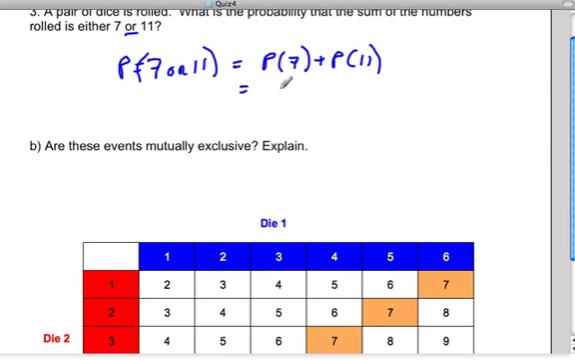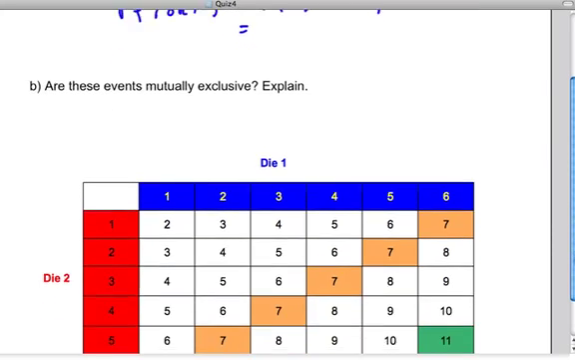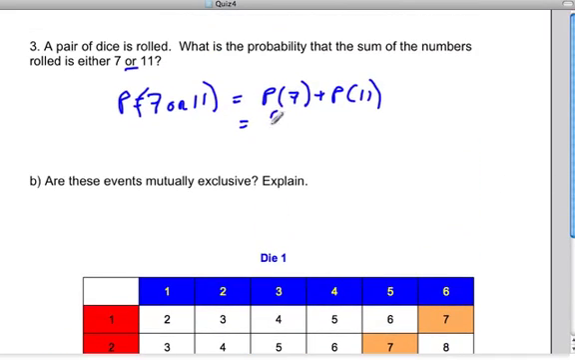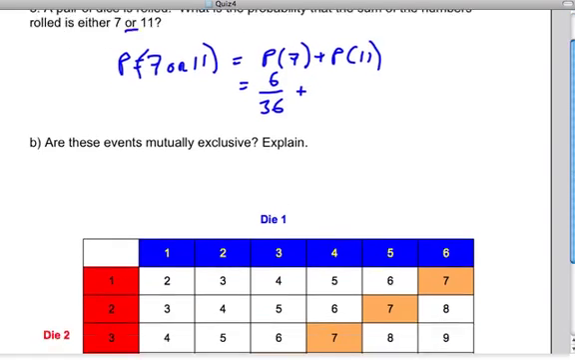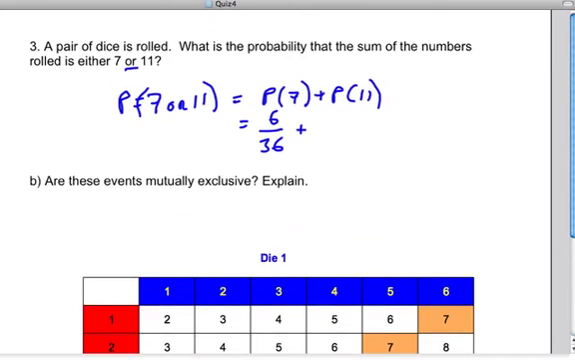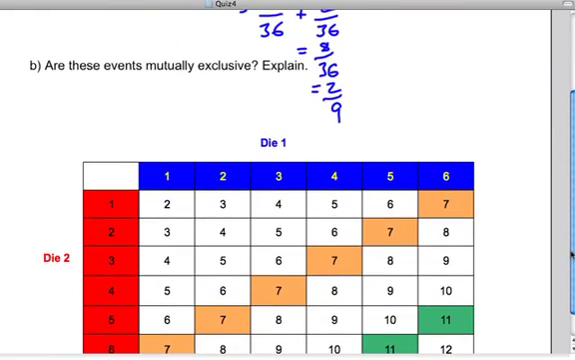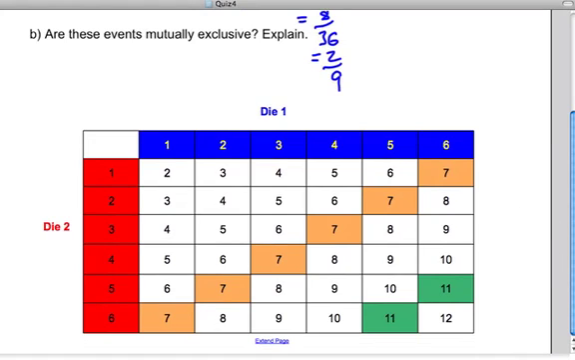So the probability of rolling a 7, well, there are six different events where we can roll a 7. So that's 6 out of 36. Plus, down here, there are 2 ways we can roll an 11. So this is equal to 8 out of 36, and that reduces to 2 over 9. So in other words, the probability of rolling either a 7 or 11 is 2 out of 9.